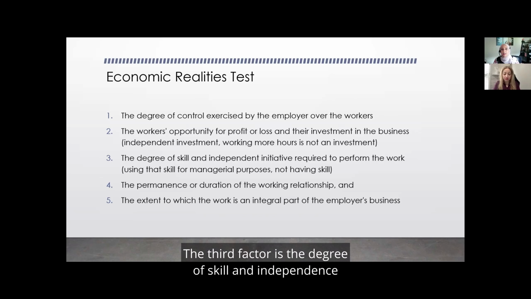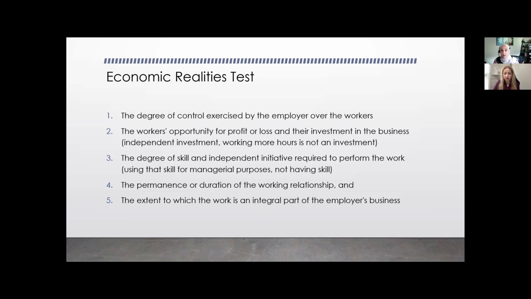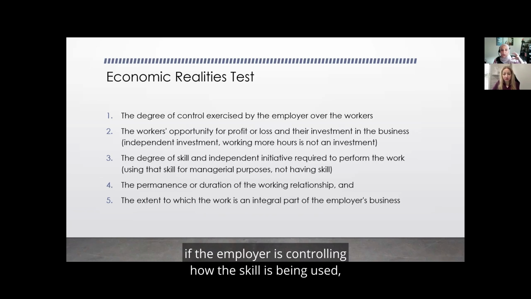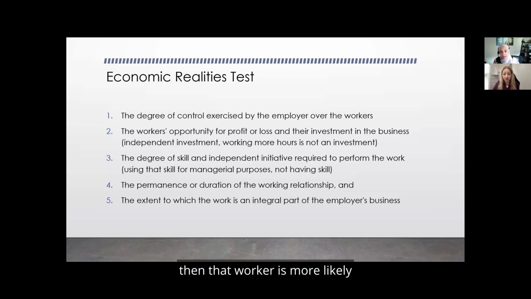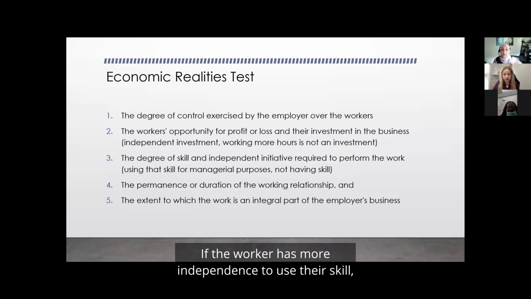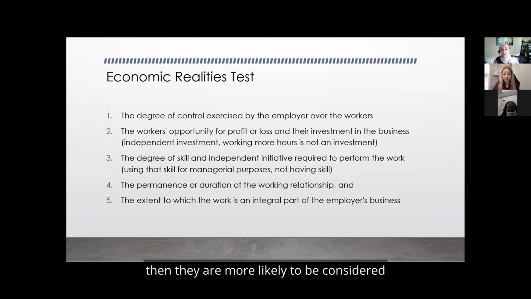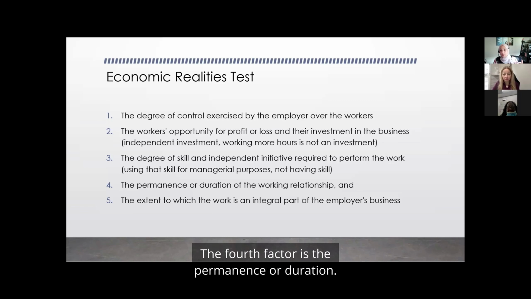The third factor is the degree of skill and independent initiative required to perform the work. So in other words, if the employer is controlling how the skill is being used, then that worker is more likely to be considered an employee. If the worker has more independence to use their skill, then they are more likely to be considered an independent contractor.